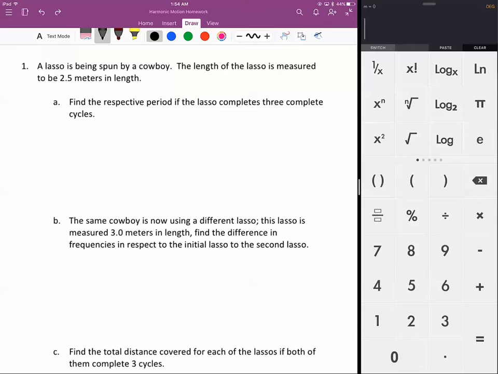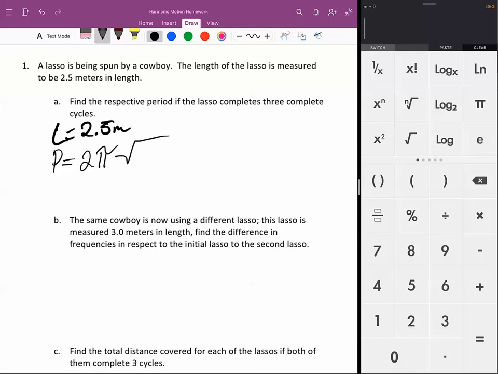Okay, so question 1A is asking for the period for a lasso that has a length of 2.5 meters. So we have a length of 2.5 meters. And if you recall, the formula is period equals 2 pi square root of your length, in this case 2.5, over the rate of gravity, which is 9.81. Now keep in mind the definition for period is to complete one cycle. The question's asking for 3 cycles, so it's kind of a trick question how it's phrased.